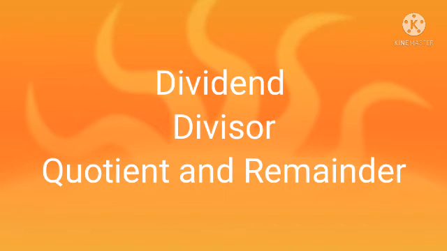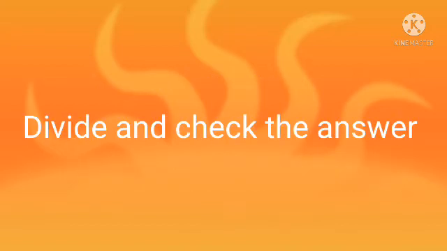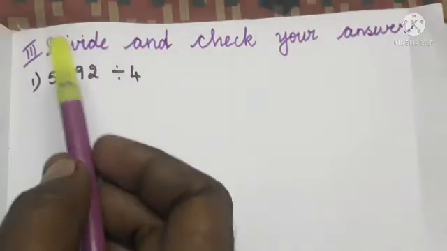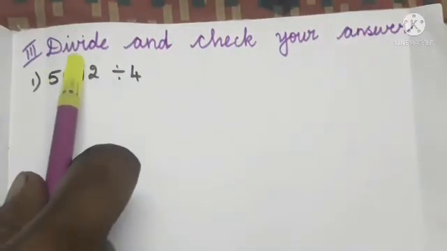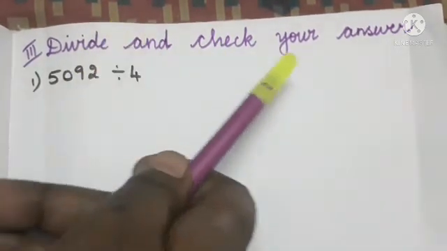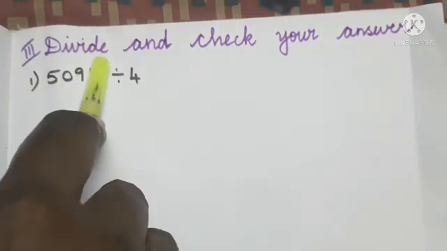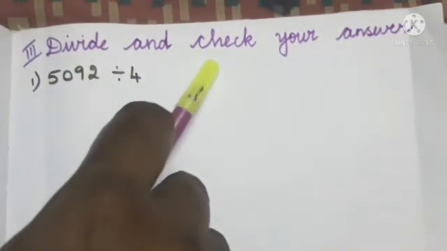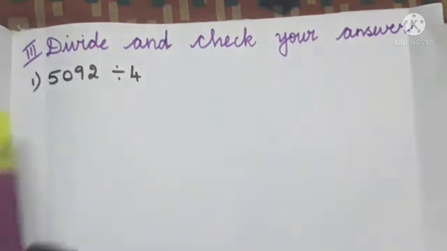Okay. So today we are going to continue unit 4 division, that is Roman number 3. Here we are going to divide the number and check the answer by using one formula. So let's start today's class. Here we are going to do Roman number 3: divide and check your answer. First we divide the number and then check the answer by using a formula.